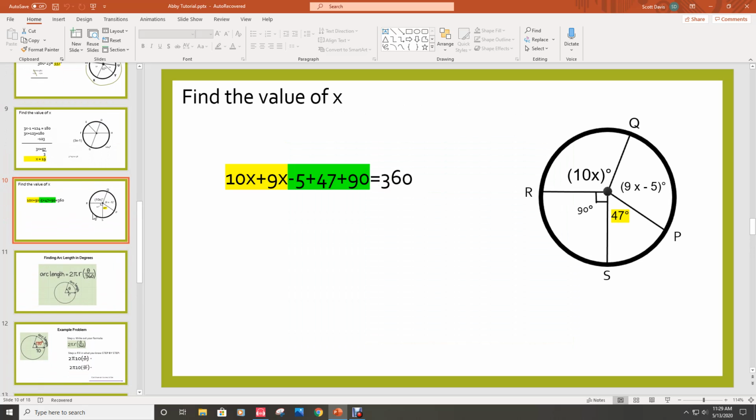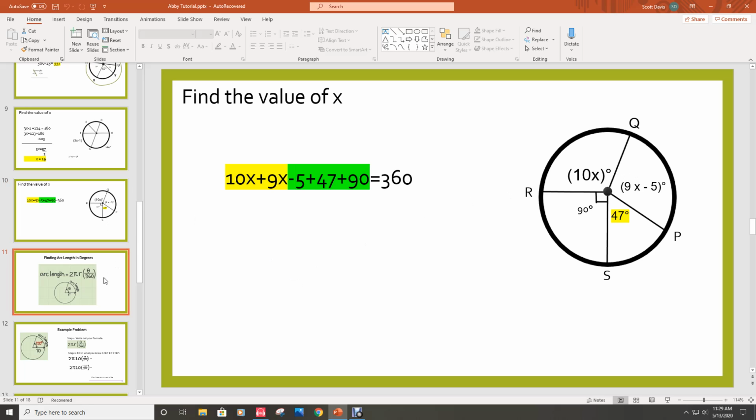We stopped here last time, and I was showing you how we were combining those like terms to find the value of x by remembering that all of these pieces of this circle are going to add up to 360 degrees. Okay, I'm also very curious how that went for you, so I want to hear from you about that.